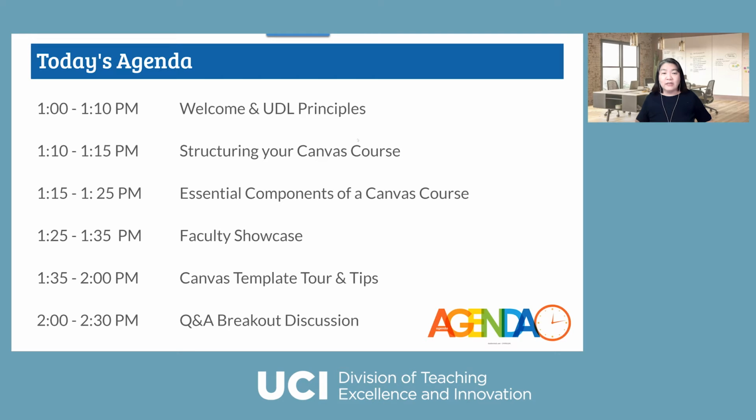Today, we're going to talk a little bit about the Universal Design for Learning principles. And then we want to start focusing on structuring your Canvas course. What are the essential components? And then we will show you some faculty examples of how they organize their Canvas course. Later in today's session, we want to share with you a Canvas template that DTEI designed for you. So all you have to do is import that to your course site, and you don't have to build your course from scratch. So we'll talk a little bit about that.